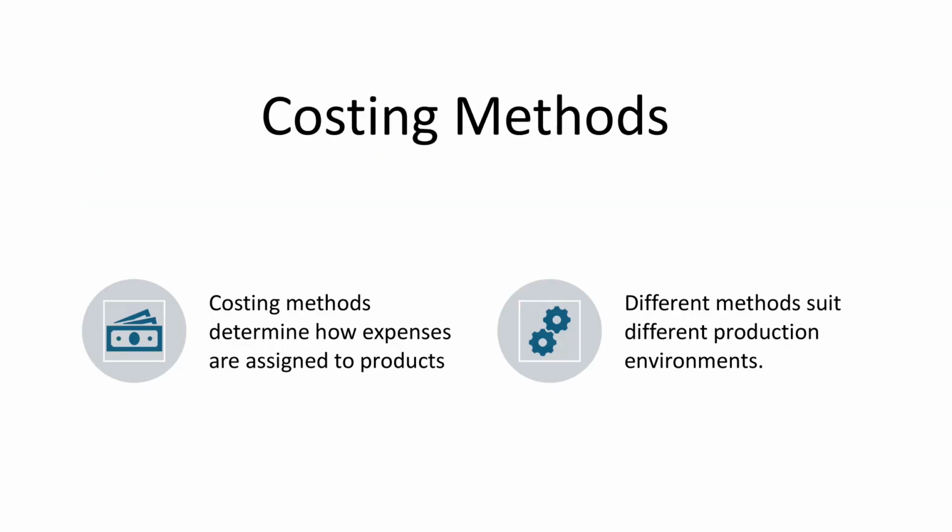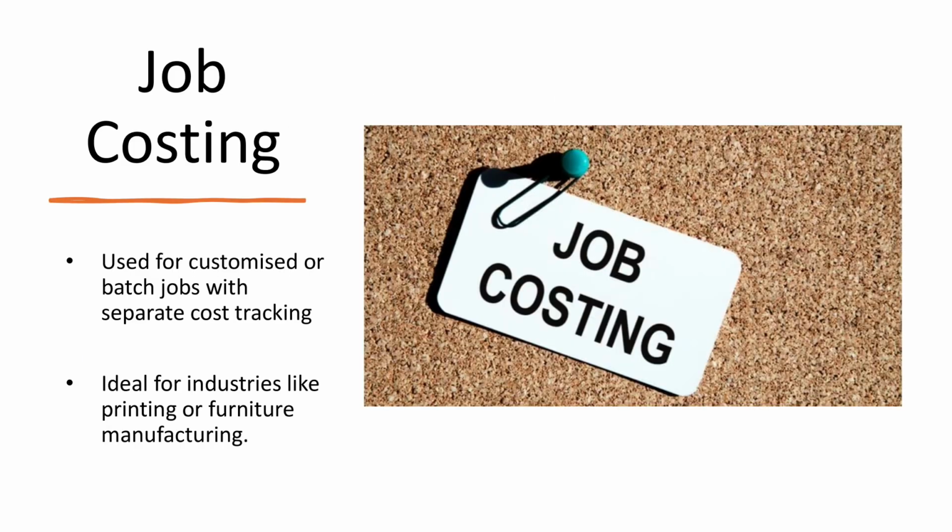Now that we've completed activity 1, we see that costing methods determine how costs are assigned to products or services. Let's take a look at job costing. Job costing is used when products are made in distinct batches or customized units. Each job has its own material, labor, and overhead costs. Common in industries like printing, furniture making, or specialized manufacturing.